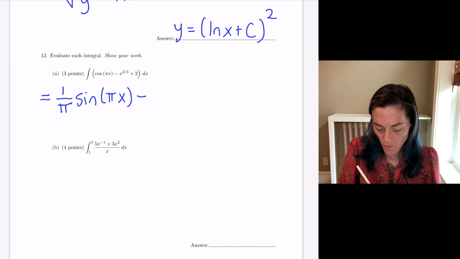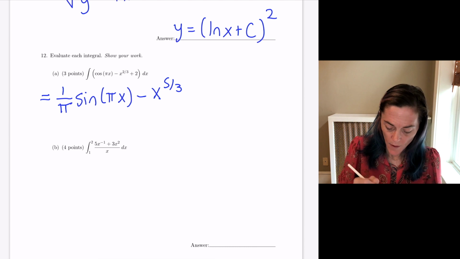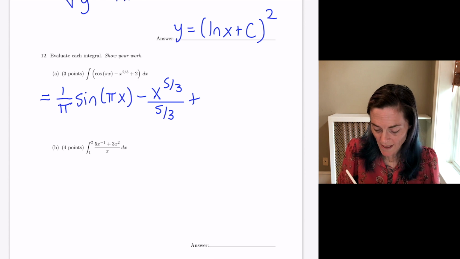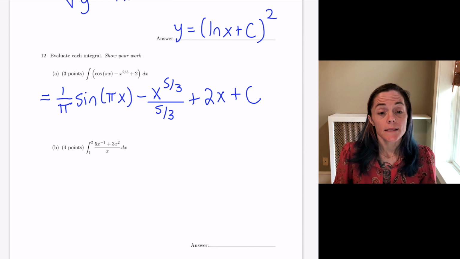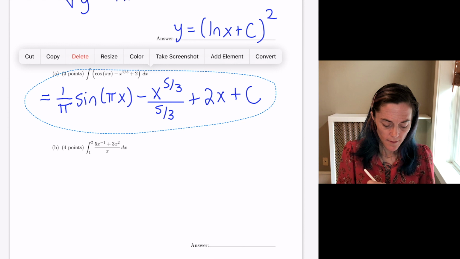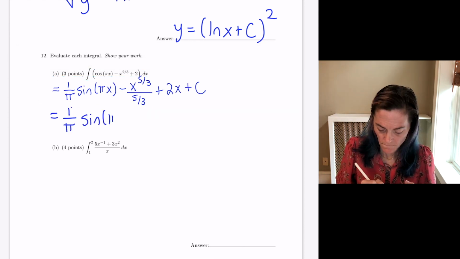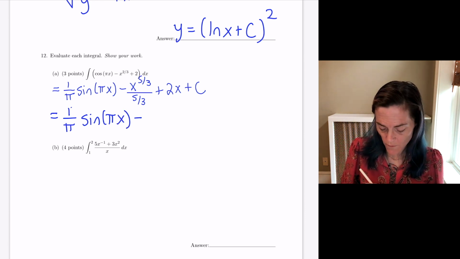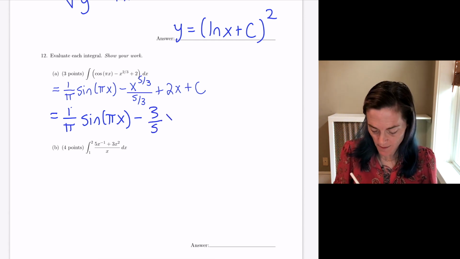And then we add a power, divide by the higher power. And then when we integrate 2, we get 2x. Let's see, maybe I'll make this smaller so I can write my final answer a little bit nicer looking. I would write this second term as 3 over 5, so I don't leave the fraction in the denominator.